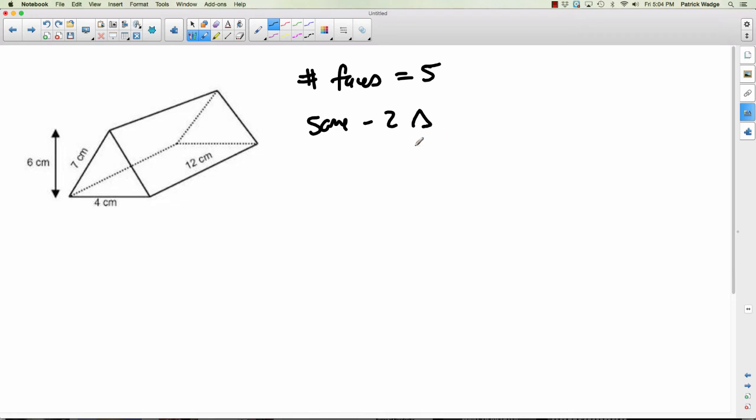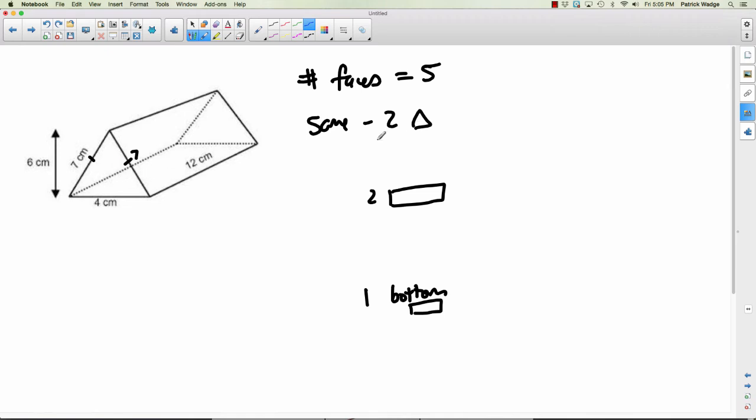We have the bottom. Is the bottom the same as the other rectangles? I think it is supposed to be an isosceles triangle, which means that this and this are the same. So when it says 7 there, this is also 7 here. Okay, so if we look at the bottom, it is 4 by 12. And if you look at the face on the side here, it's 7 by 12, as is that one there. So you have 2 rectangles the same, but then the bottom rectangle is not the same.